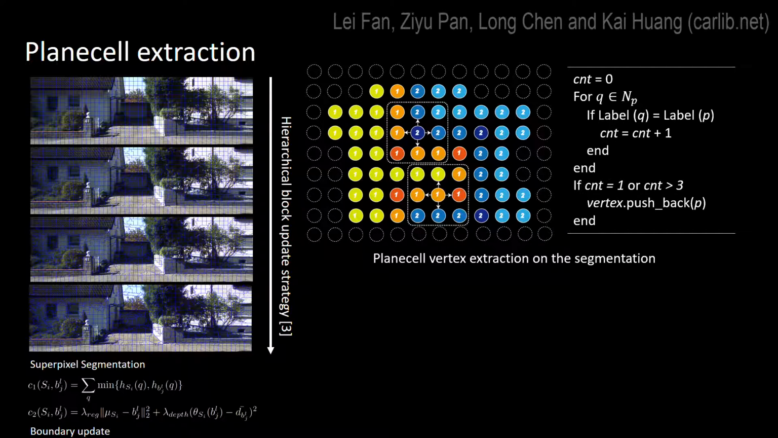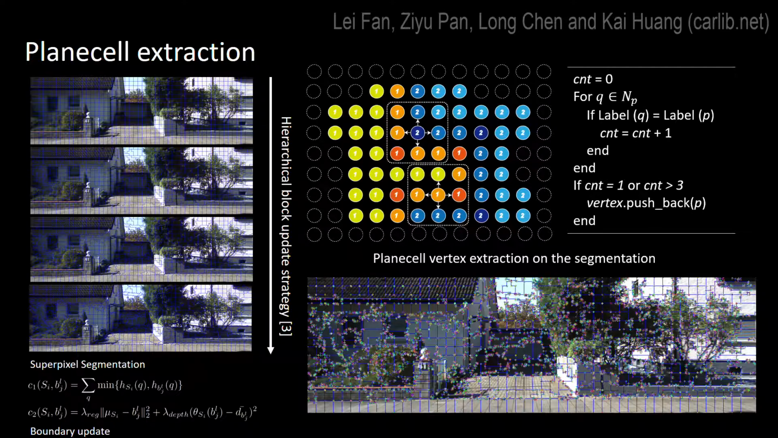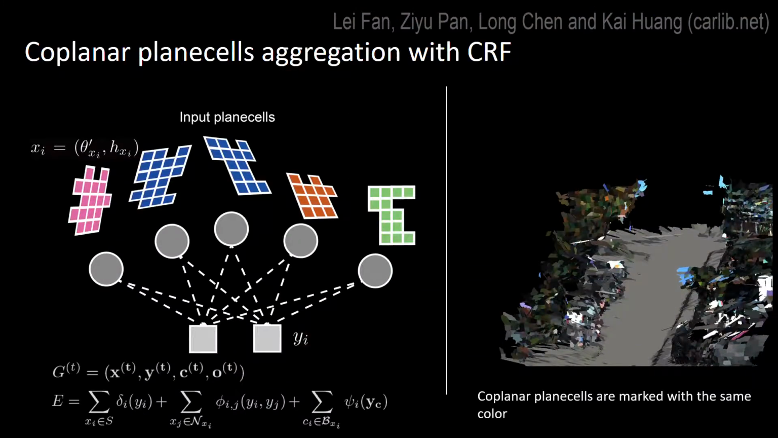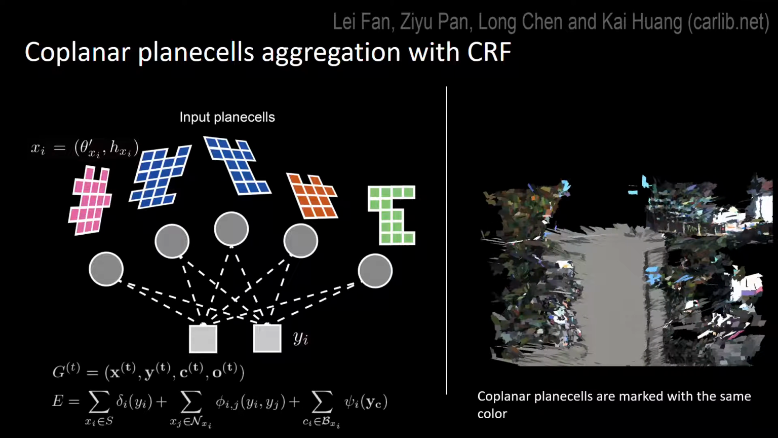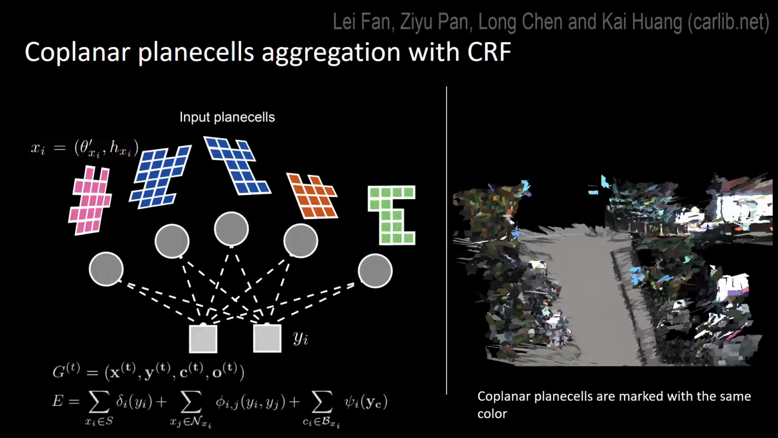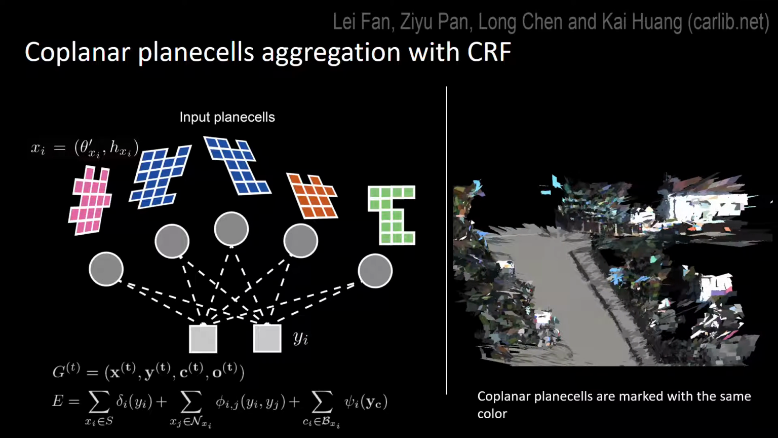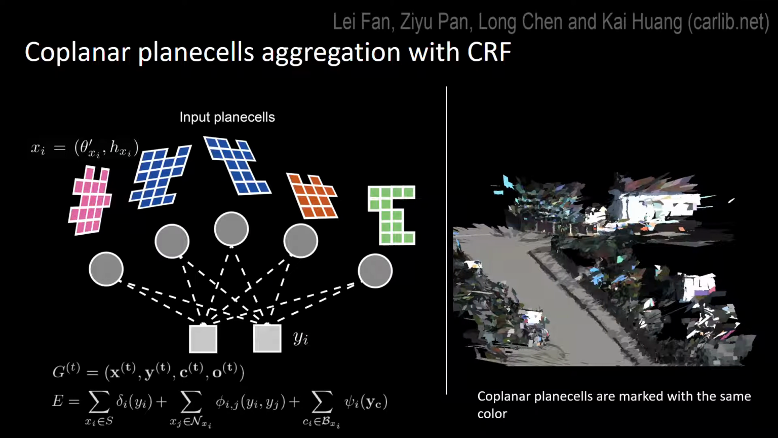With the segmentation results, we then perform the 2D to 3D conversion. The boundary of each Planecell is simplified to its vertices. The set of vertices are marked with a symbol strategy, which counts the number of neighboring pixels with the same label. The pseudocode is displayed. For the merging of coplanar Planecells, we propose a conditional random field model, and by minimizing the total energy function, coplanar Planecells are given the same label.